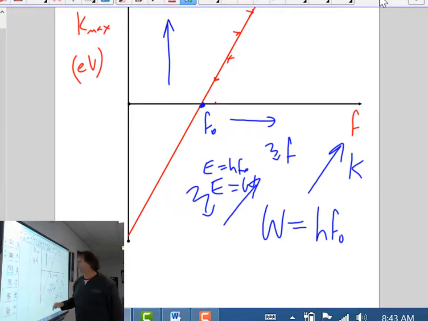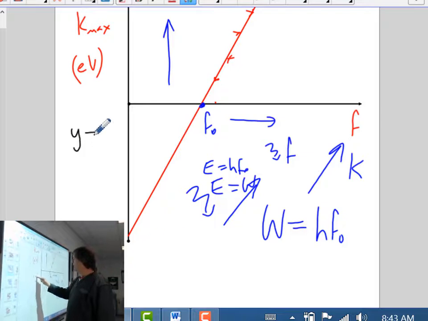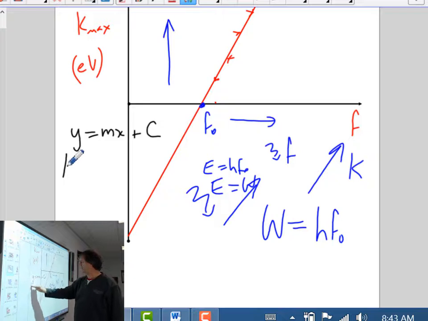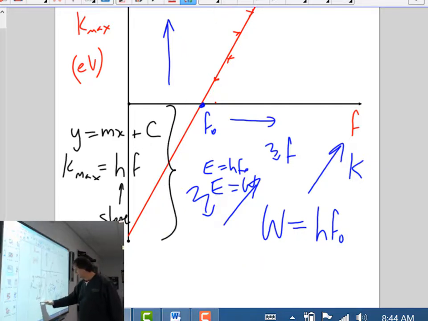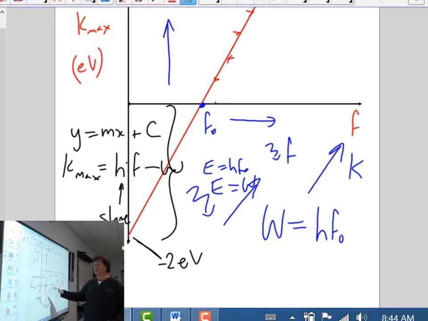Now you get quite a nice formula for this. This is a y equals mx plus c graph. Now if you look at it, the y is your Kmax. Your slope there would actually turn out to be Planck's constant, believe it or not, as the slope. That's where you get Planck's constant from. The x quantity is f, and your intercept here, your y-intercept, is actually going to be the minus W here. It's minus the work function. So if you've got a value of minus 2 electron volts, because it's in the negative here, okay, that means your work function was 2.